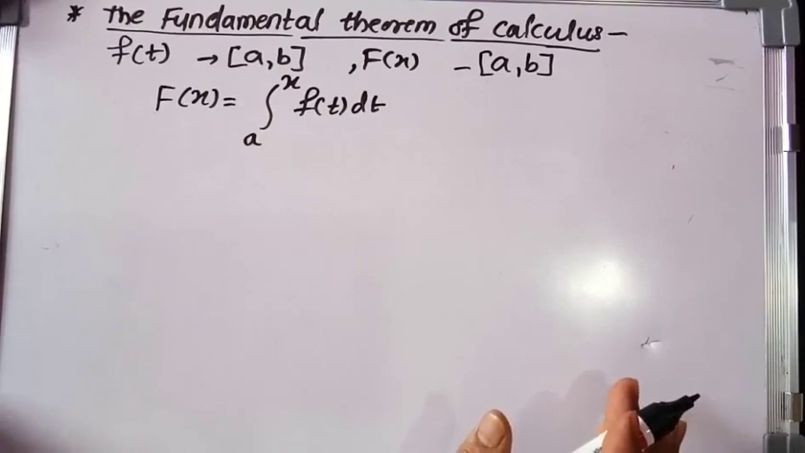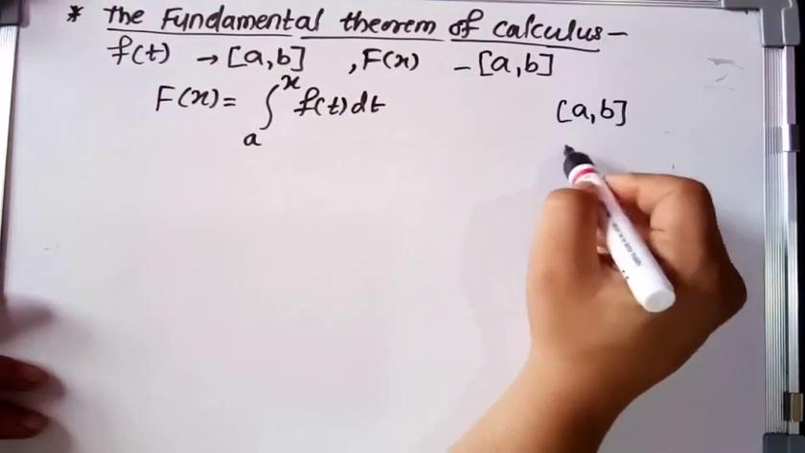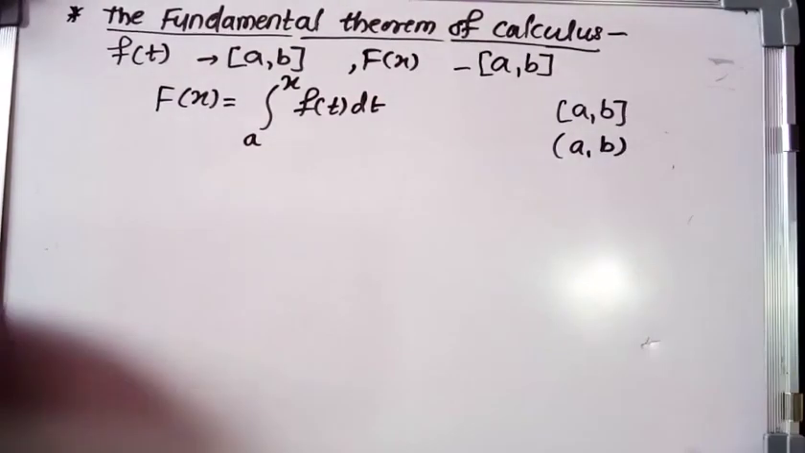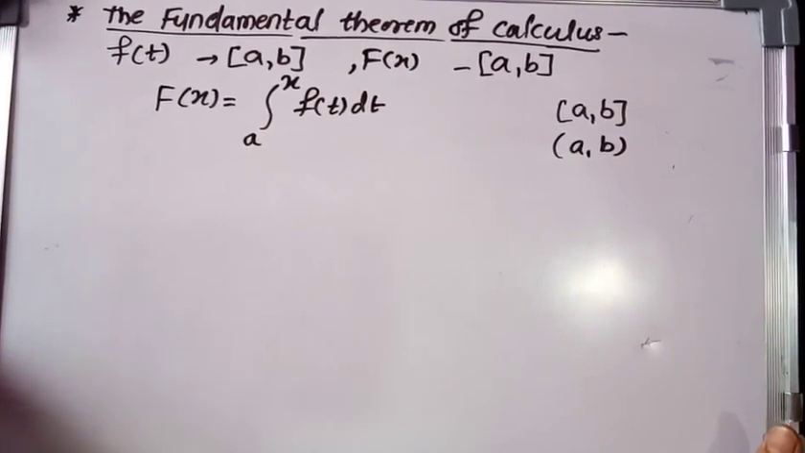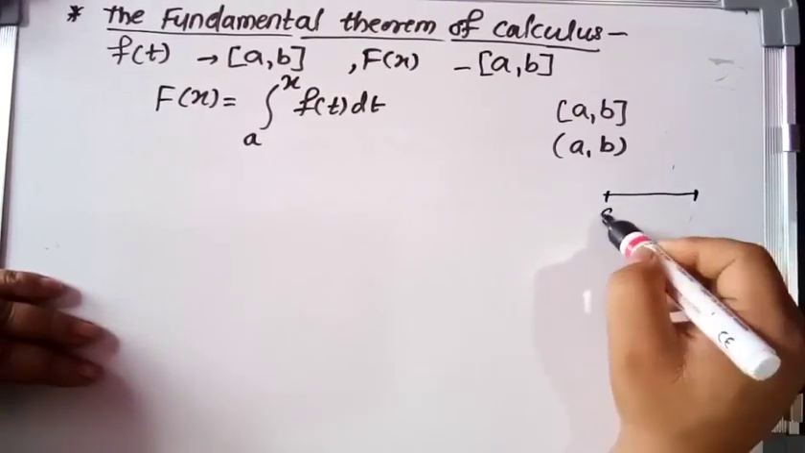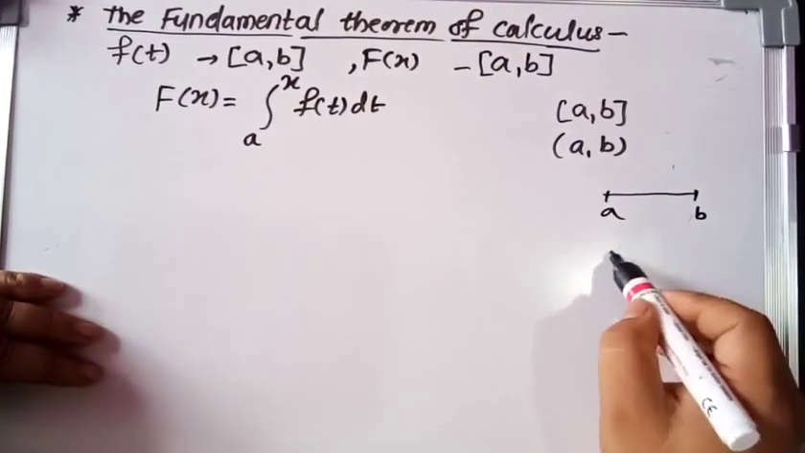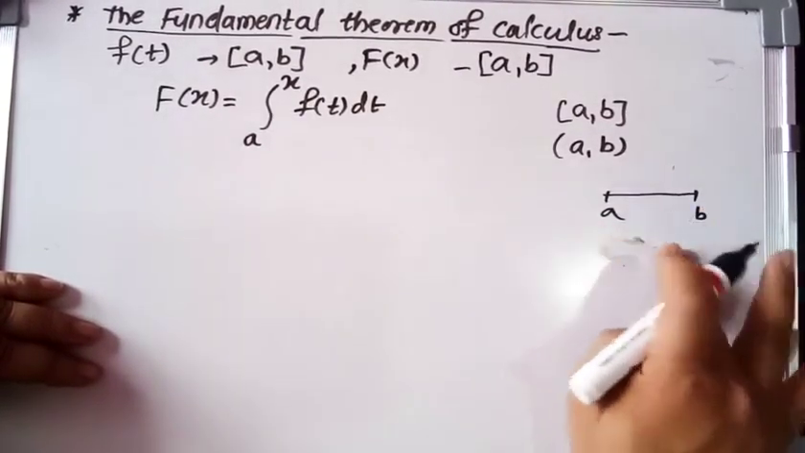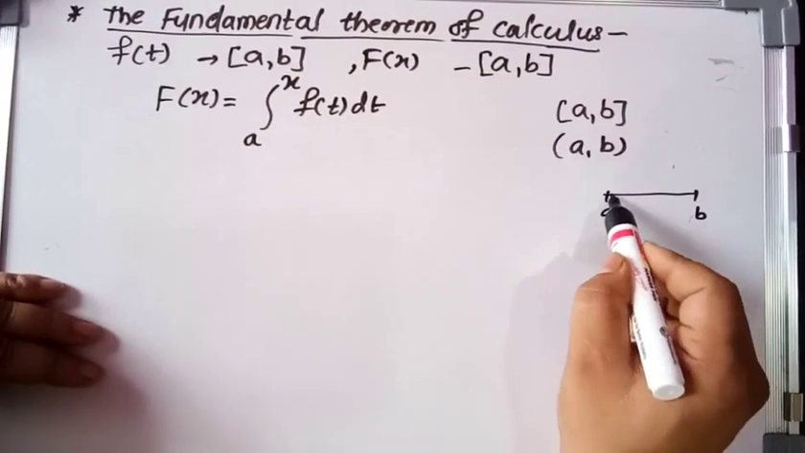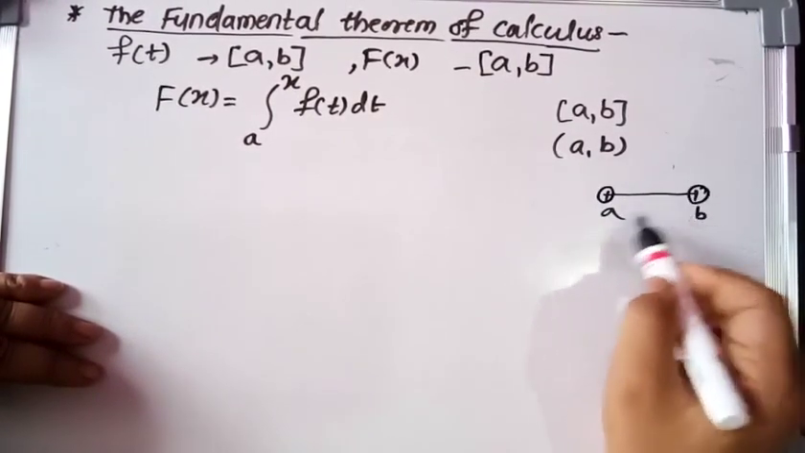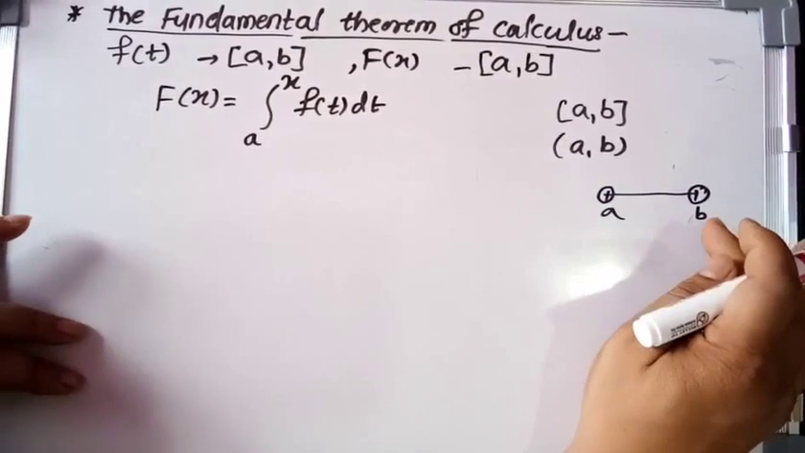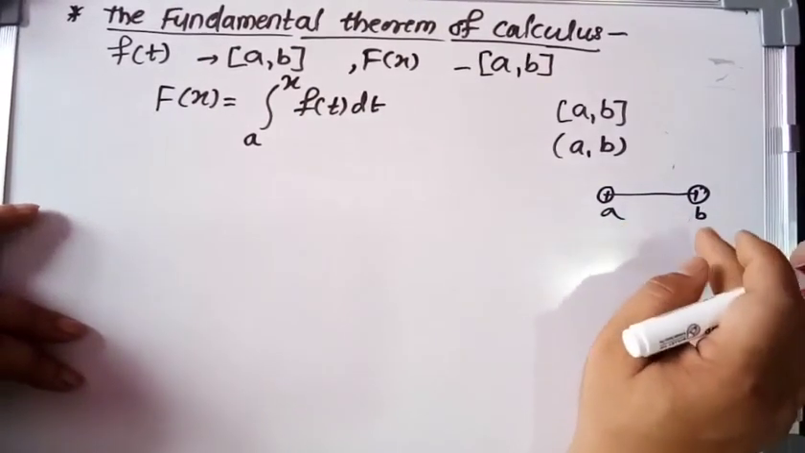This is known as closed interval. This is known as open interval. Closed interval ab, open interval ab. What is the actual difference between closed interval and open interval? In a closed interval, if we have this region from A to B, we take all points including A and B. In an open interval, we omit these two points A and B and we consider the other points present in between A and B. This is known as open interval, and in closed interval we have to consider A and B points as well.